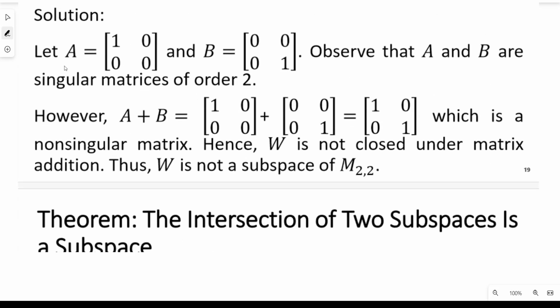So let us begin by showing that if A is, for instance, [1 0; 0 0], and B is [0 0; 0 1]. Take note that the determinant of each matrix is 0 if we use AD minus BC. This is 0 and this is also 0. But the sum of these 2 by 2 matrices, by component-wise addition for matrix addition, is 1 plus 0 is 1, 0 plus 0 is 0, 0 plus 0 is 0, 0 plus 1 is 1, which is an identity matrix. And the identity matrix is non-singular, it is invertible. Hence, W is not closed under the ordinary matrix addition, which would mean that W is not a subspace of M22. It fails to be closed under the ordinary matrix addition of M22.